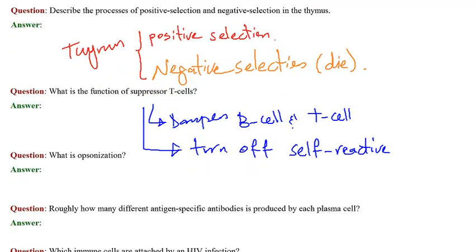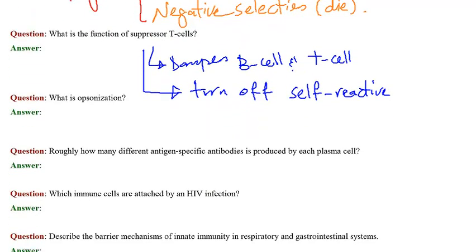The next question is, what is opsonization? Basically, this is the process where a pathogen is being marked with an antibody or complement molecules for destruction. So this is marking of a pathogen or a bacteria for destruction.